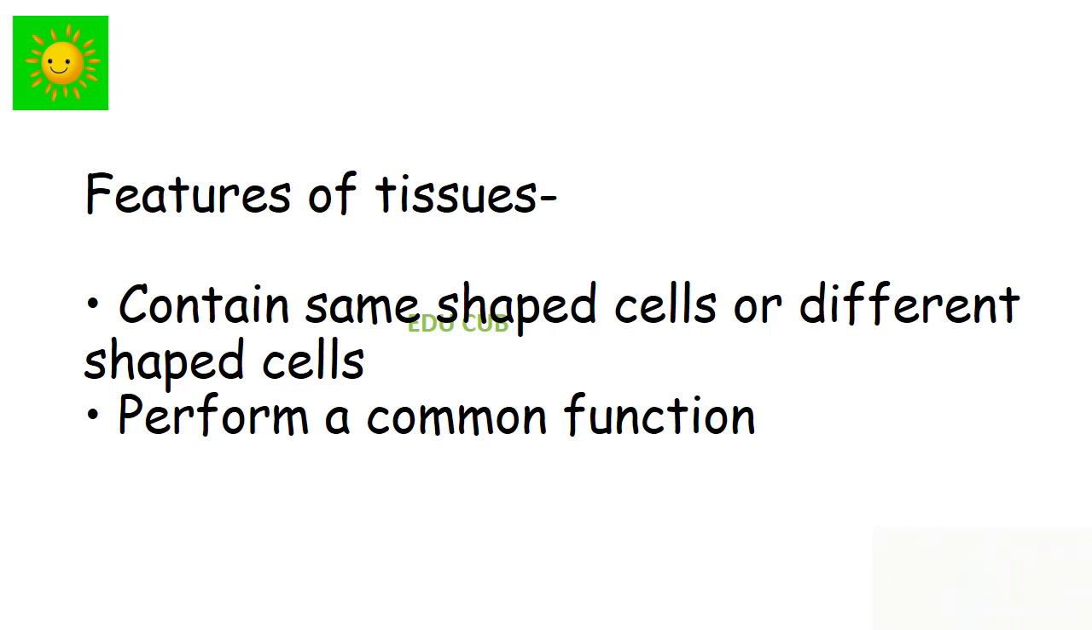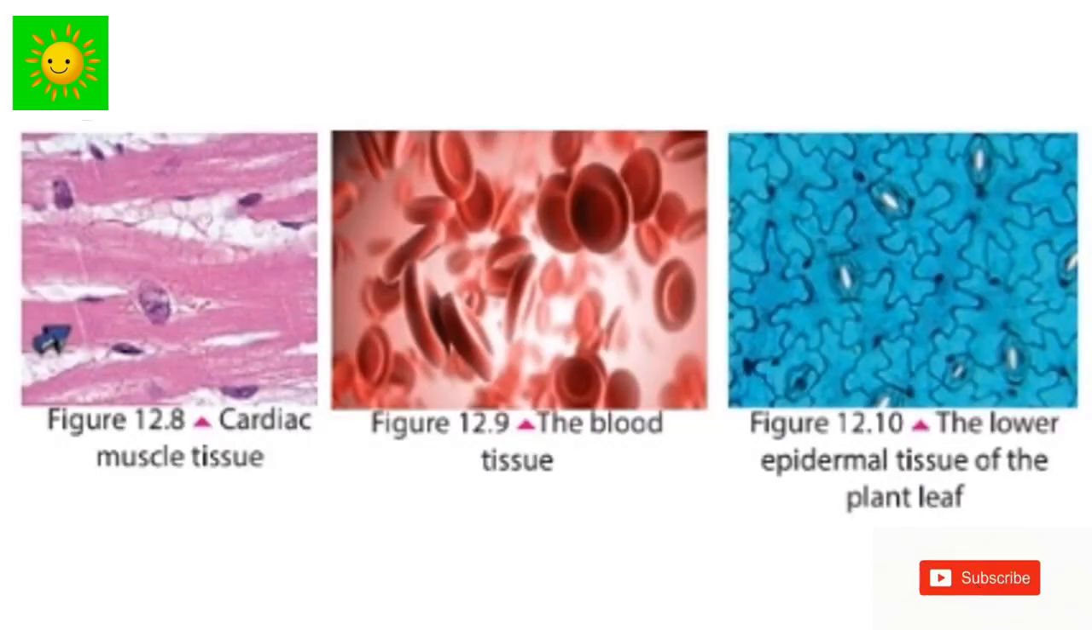Let's see the features of tissues. They contain same shaped cells or different shaped cells, and perform a common function. Now you can see the cardiac muscle tissue. In the second, the blood tissue. Third one, lower epidermal tissue of the plant leaf.